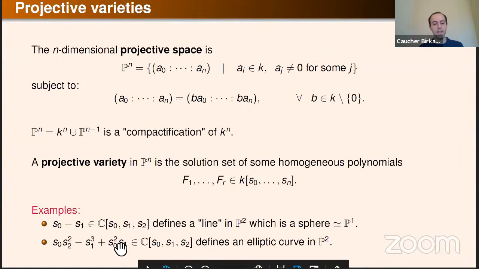But if we take a homogeneous polynomial like this, where the degree is now 3 instead of 1 or 2, this also defines an algebraic variety, a projective one. And this happens to be a so-called elliptic curve. So if you are an algebraic geometer or number theorist, then you know that these kinds of spaces are very important in mathematics.